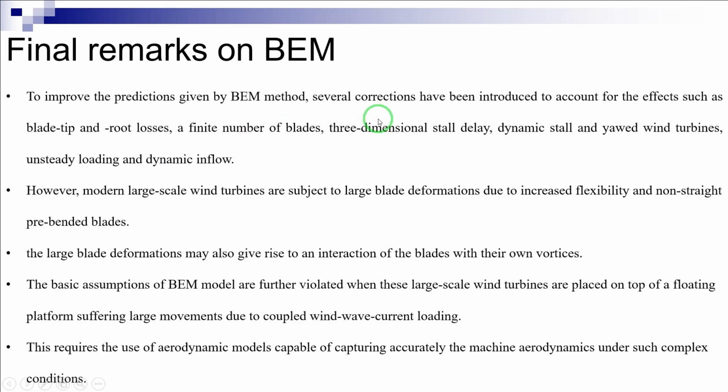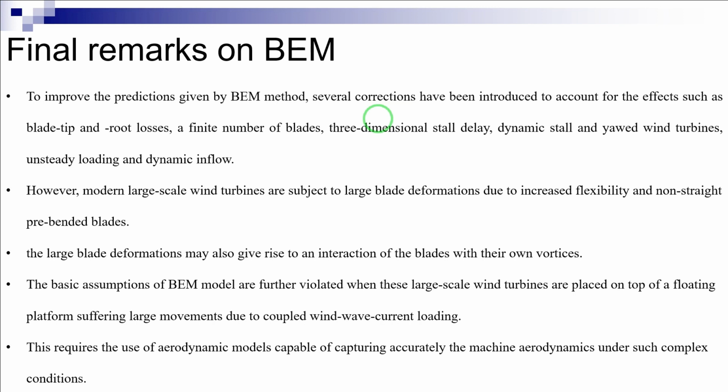Final remarks on BEM. As can be inferred from the previous sections, to improve the predictions given by the BEM method, several corrections have been introduced to account for effects such as blade tip and root losses, a finite number of blades, three-dimensional stall delay, dynamic stall, yawed wind turbines, unsteady loading, and dynamic inflow.